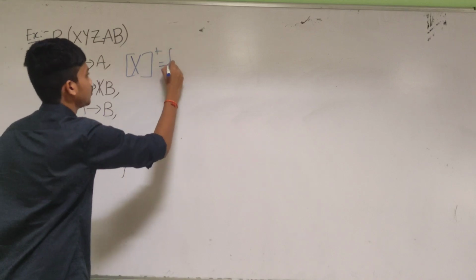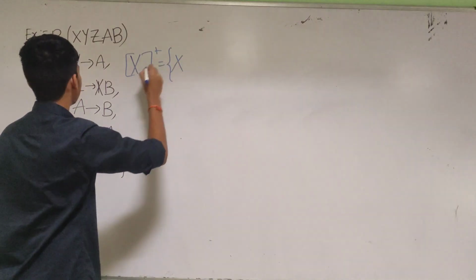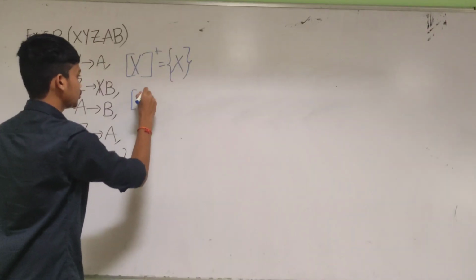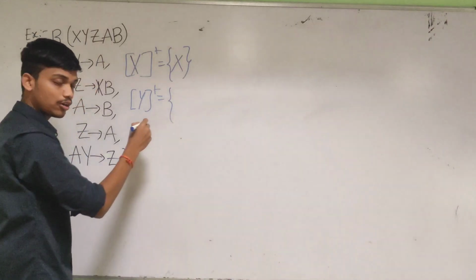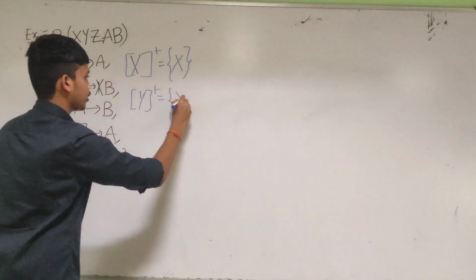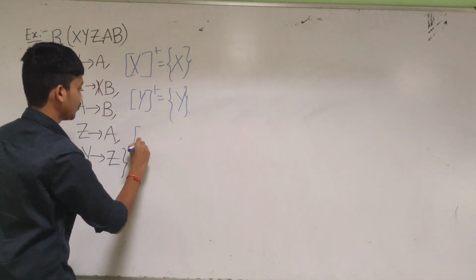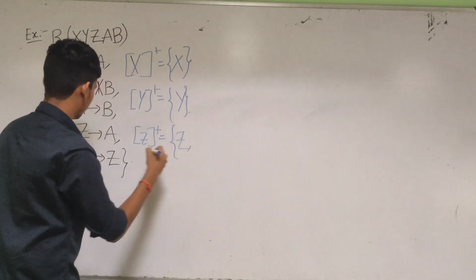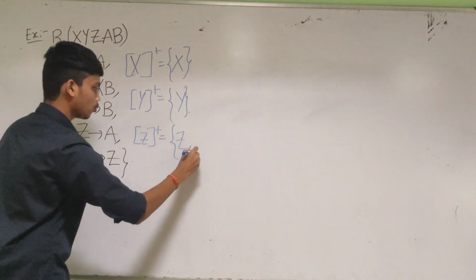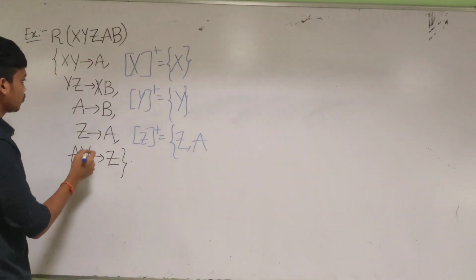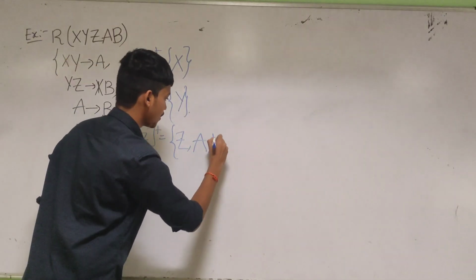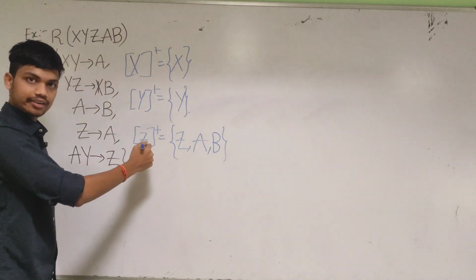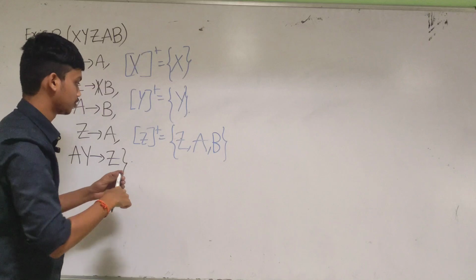You know this, and you can do this very well also. The X closure gives you X, and that's all. If I do the Y closure, what will you get? Nothing but Y. If I do the Z closure, what will you get? Z. As Z will derive A, write A also. Now A will derive B, so write B. Like this, these three are not candidate keys, so they can't be the primary key.